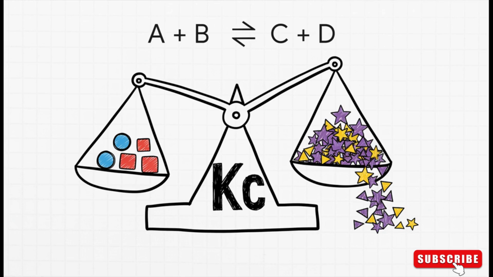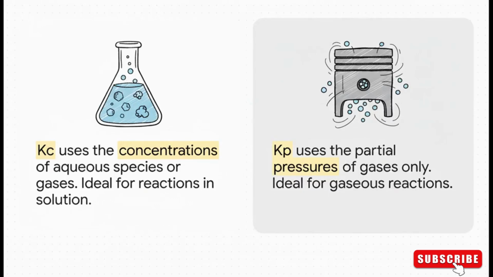Simple as that. And just so you know, Kc has a cousin named Kp. It works the exact same way, products over reactants. The only difference is, instead of using concentrations, which we do for reactions in a solution, Kp uses the partial pressures of gases. So if you're dealing with a bunch of gases, Kp is your go-to. Same idea, just a different way of measuring the amount of stuff.